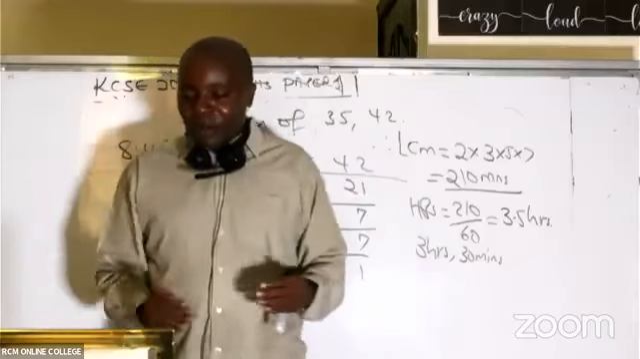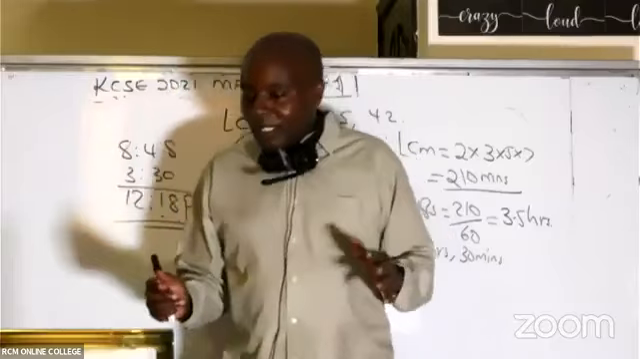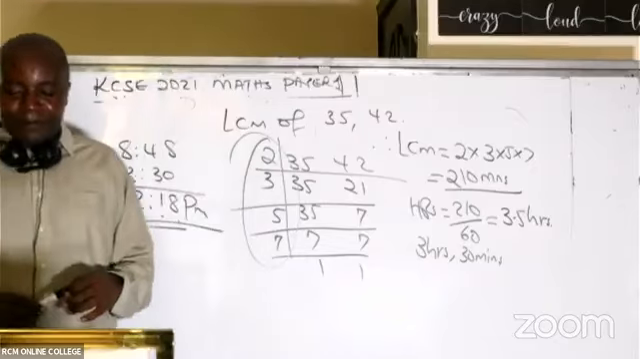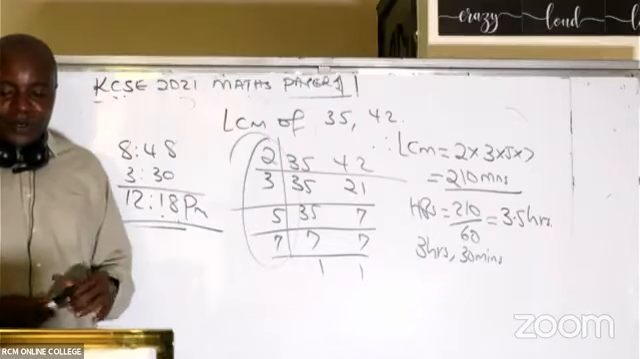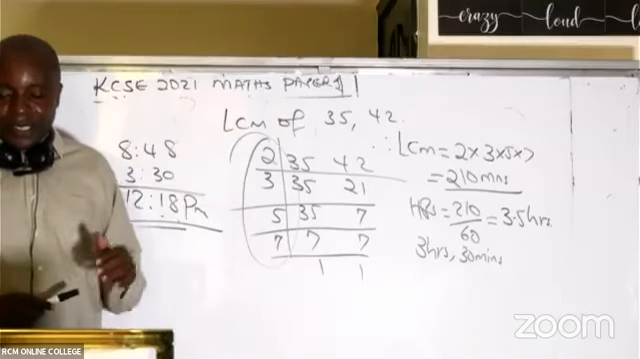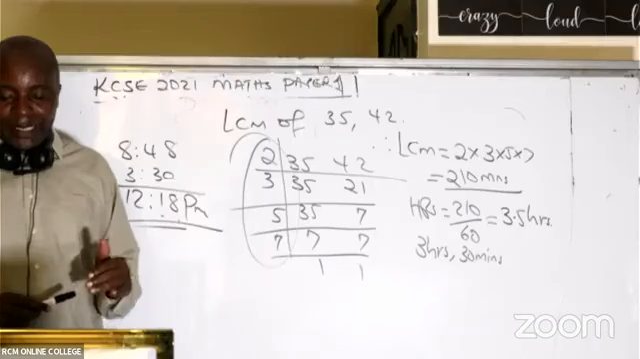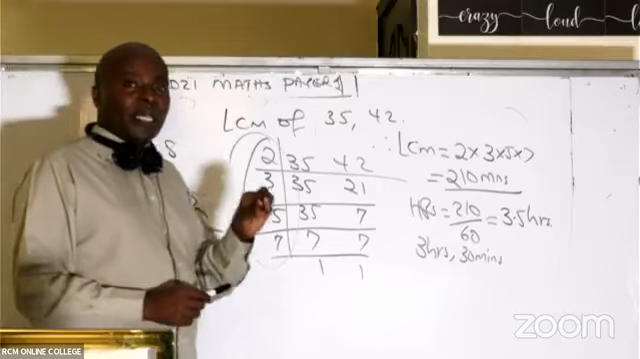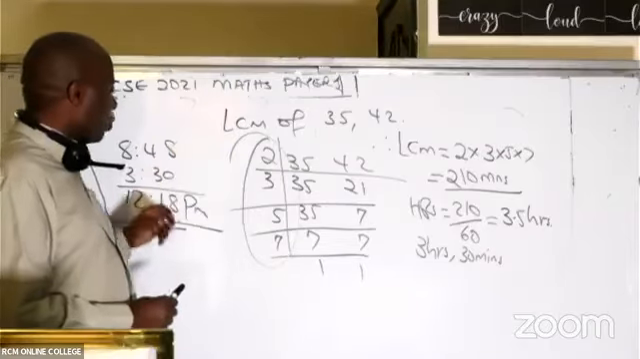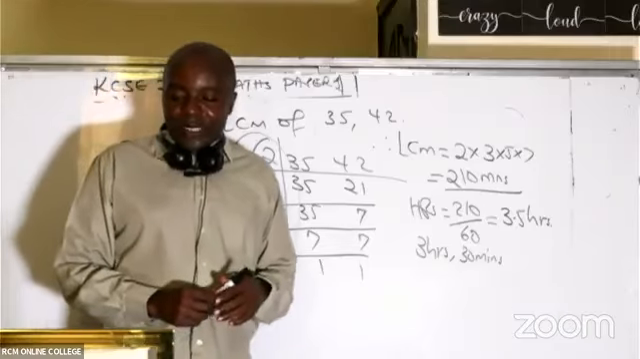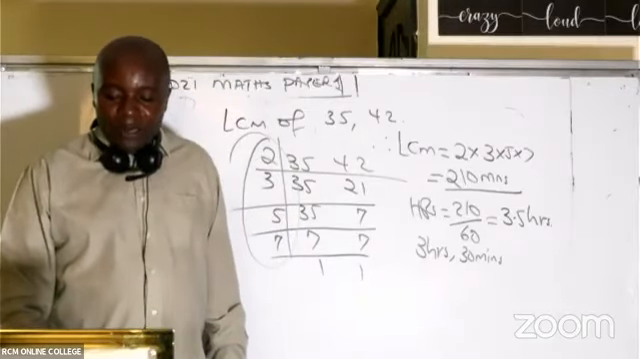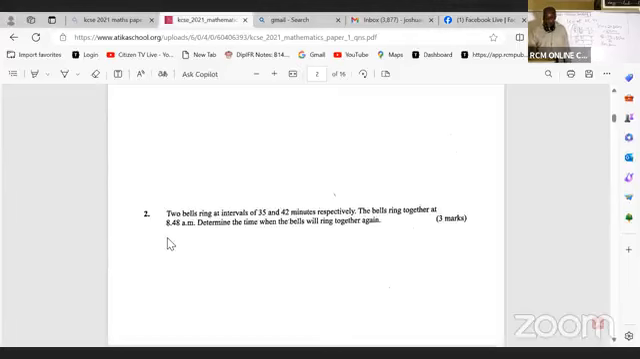I'm so happy because I've got great students who are able to answer this. So is this okay now? Please ensure that you are asking questions. 12:18. Fatuma, remember, for you not to lose a mark, you must write PM or AM. Remember, this 8:48 was AM. So because it's crossing the 12 PM mark, it has to be 12:18 PM.